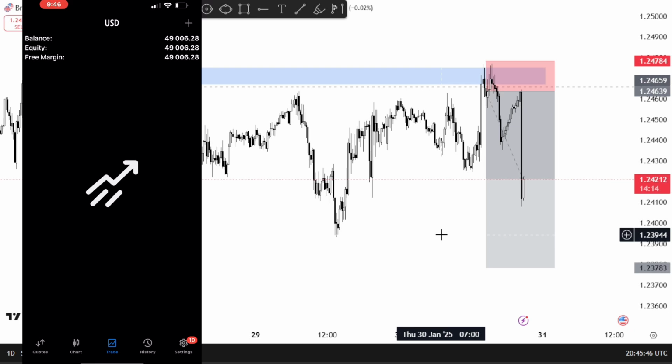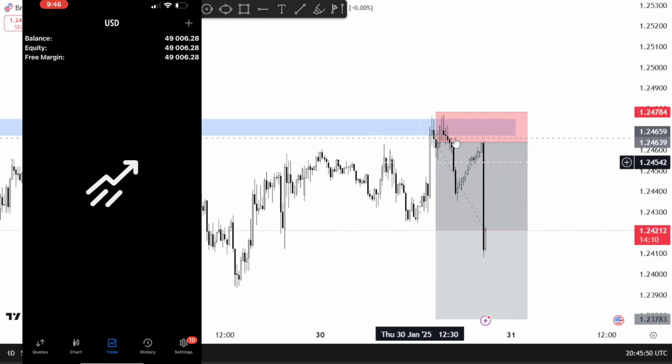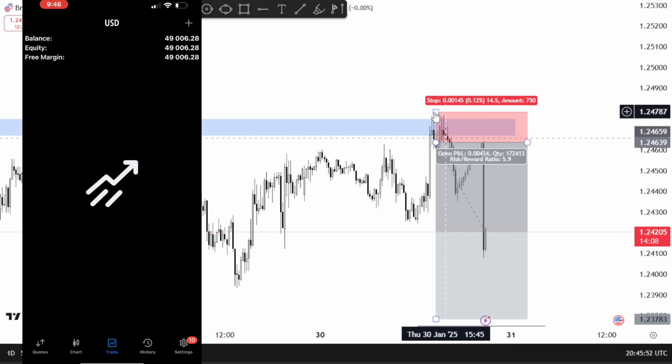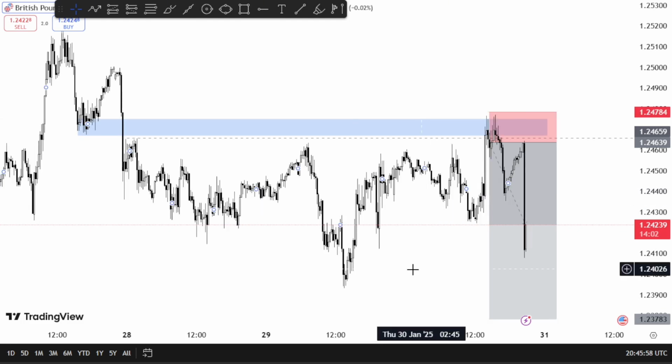It went into a little bit of drawdown, guys. As you can see, we entered somewhere here and it went into a little bit of drawdown before dropping, and by then I was already out. But it's still okay. So far on the account I've lost about 1%.